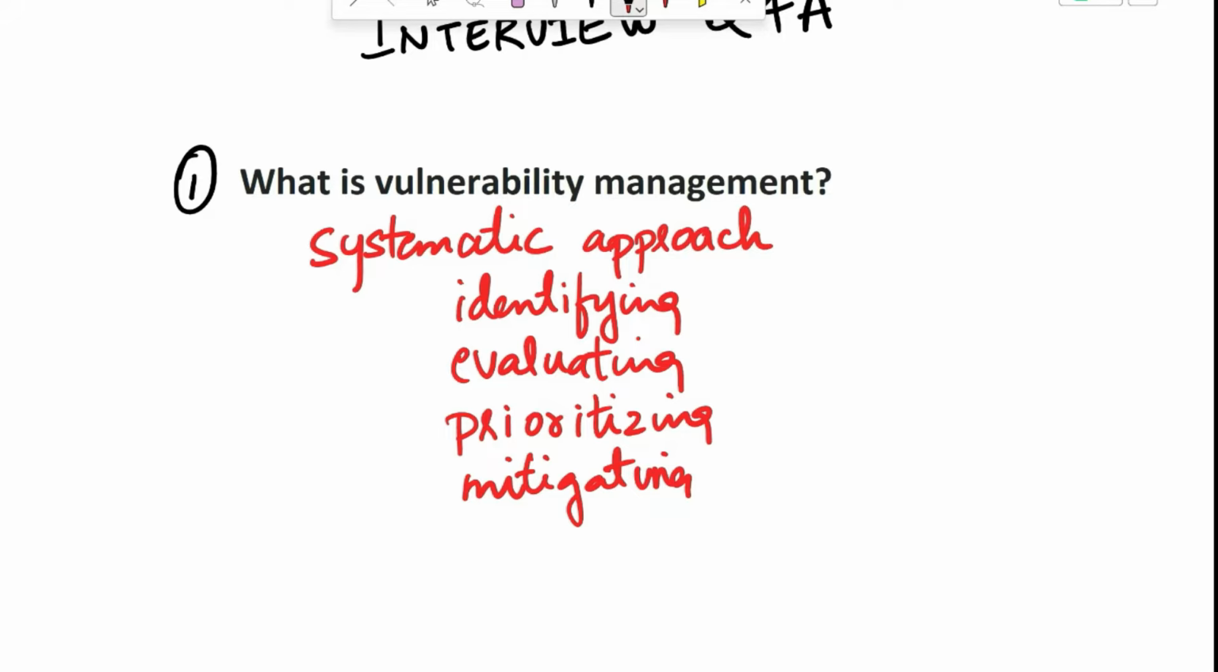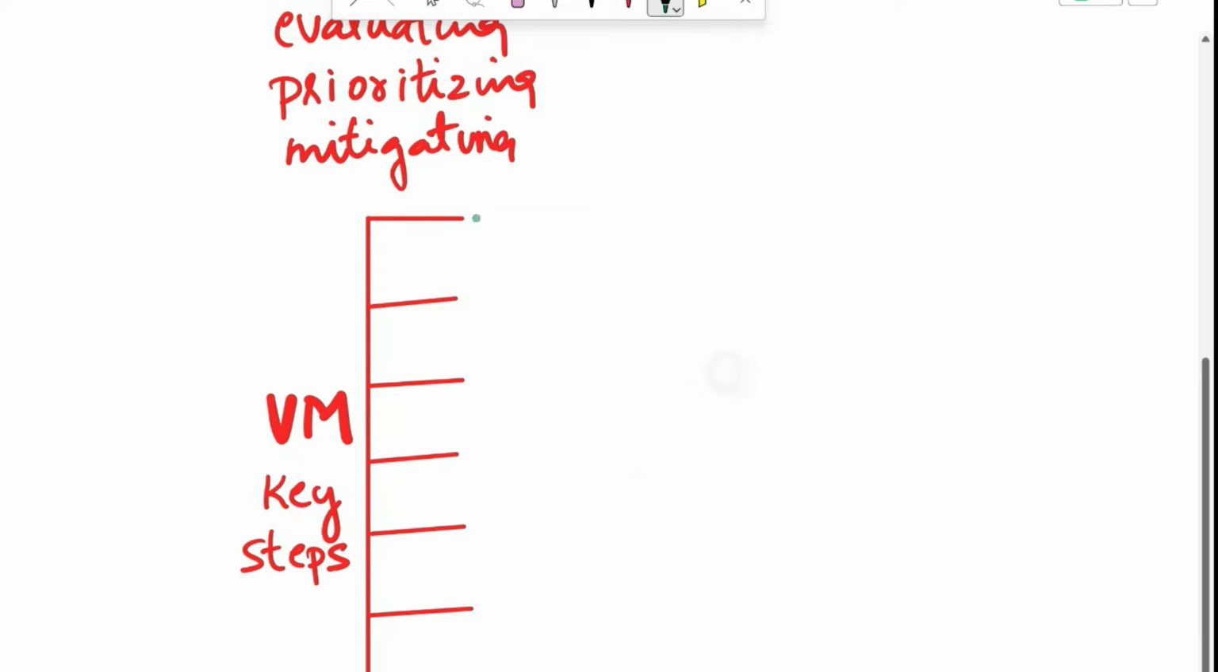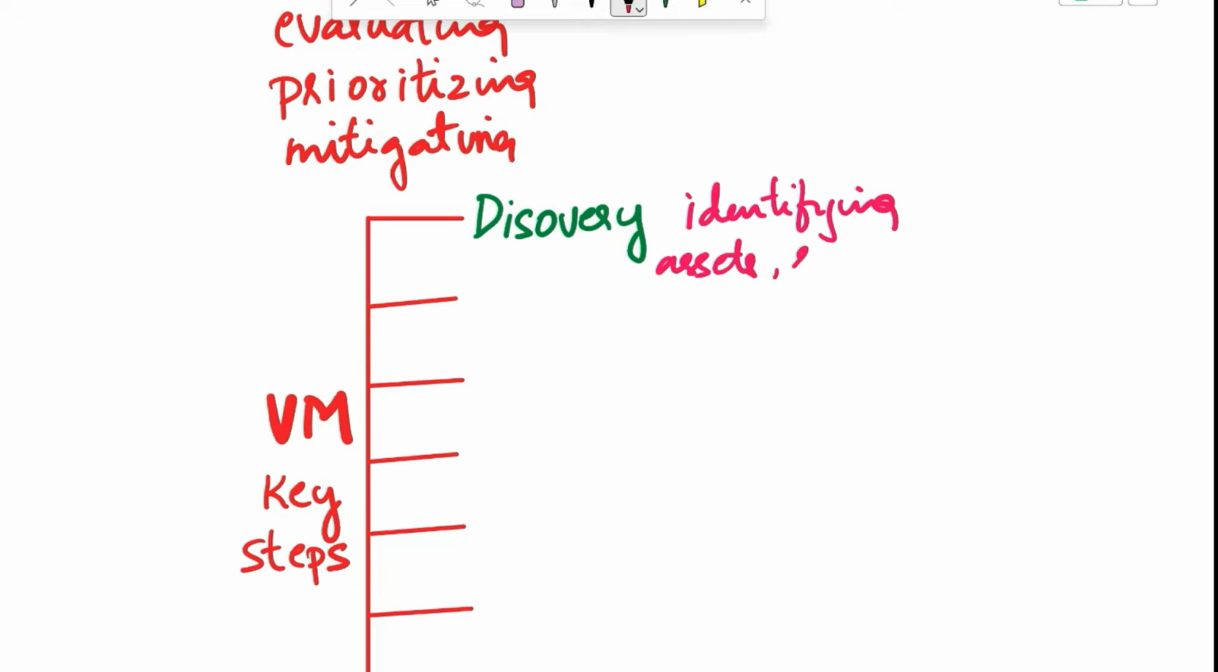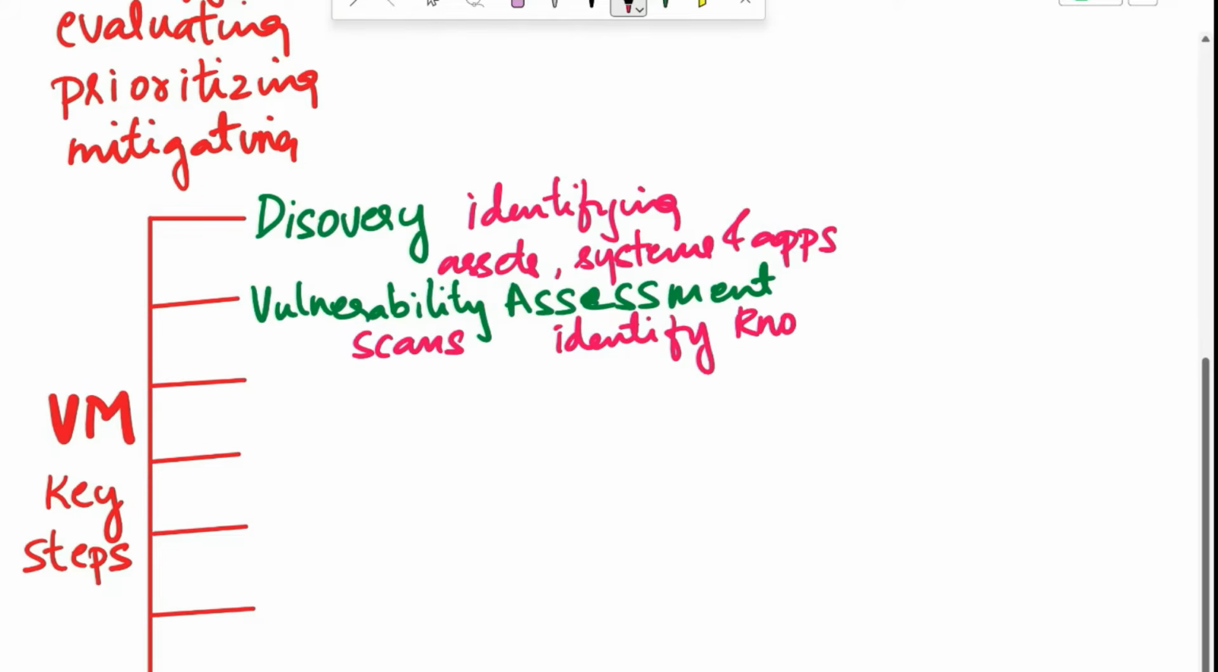This entire process typically involves several key steps. Let's see what are those. So, first step is discovery. This is identifying all the assets, systems, and applications within an organization's environment that could be vulnerable to security threats. Next is vulnerability assessment. This is conducting scans or assessments to identify known vulnerabilities in the identified assets.